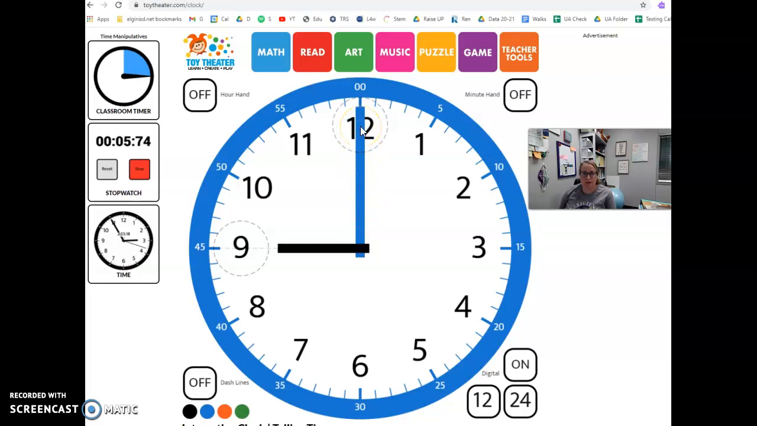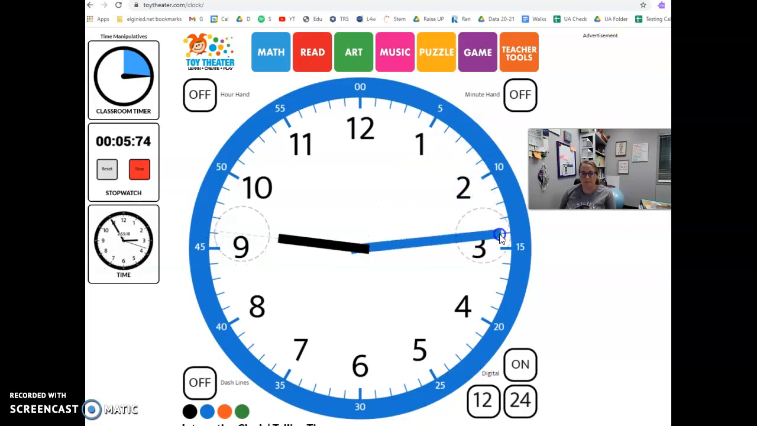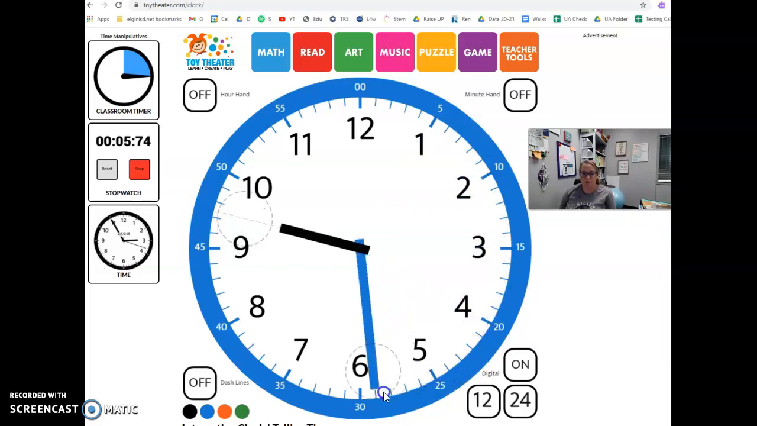So I'm going to drag my minute hand and I'm going to count by 5s, because remember, each time I see a big number that's worth 5, and it tells us up here because I have that part still turned on. So 30 minutes, count with me by 5s. 5, 10, 15, 20, 25, 30.